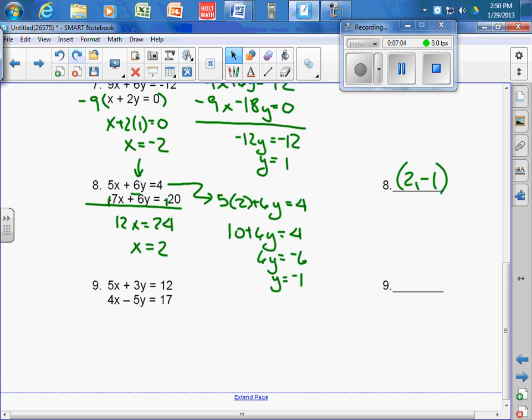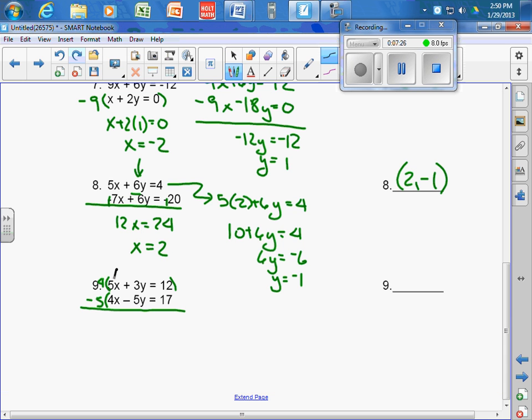And number 9, again, looking at the y's, they don't cancel right away. It's not going to be all that easy to get them to cancel. So I'm just going to go ahead and make it automatic and cancel out the x's. I'm going to take the top row and multiply it by 4. Then I'm going to take the bottom row and multiply it times -5. Where do we get those two numbers? The 5 here gets multiplied here. The 4 here gets multiplied times the top row. One of them needs to be negative, though, so that's what I'm going to do.